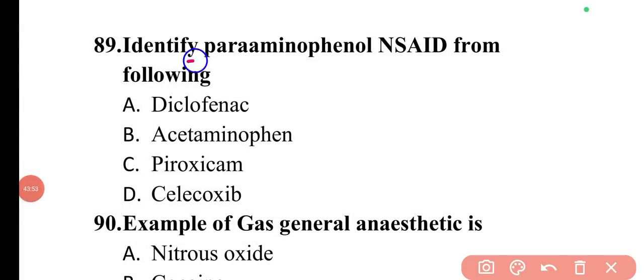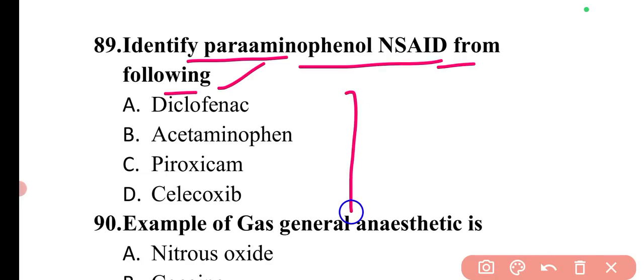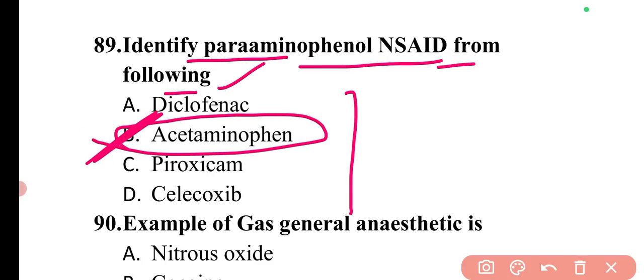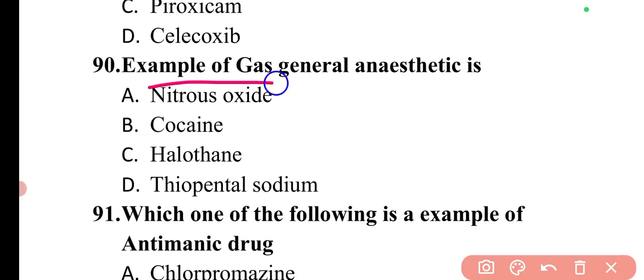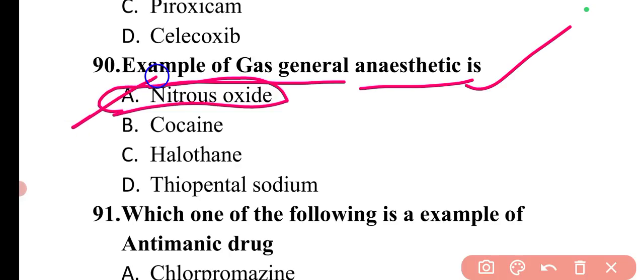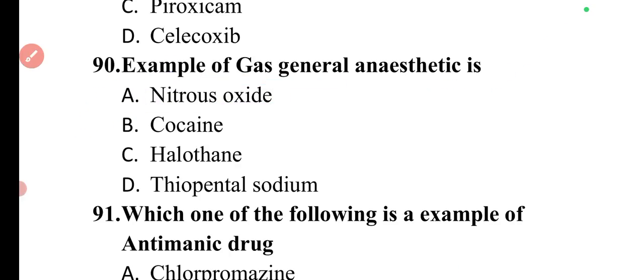Next question is, identify para-aminophenol NSAID from following. So in this we need to identify the para-aminophenol NSAID. This is basically acetaminophen, that is the paracetamol. So here option B is correct. Next question is, example of gas general anesthetic is. So the gas general anesthetic is nitrous oxide. So here option A is correct.